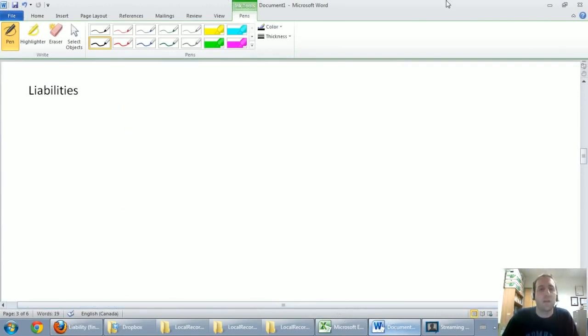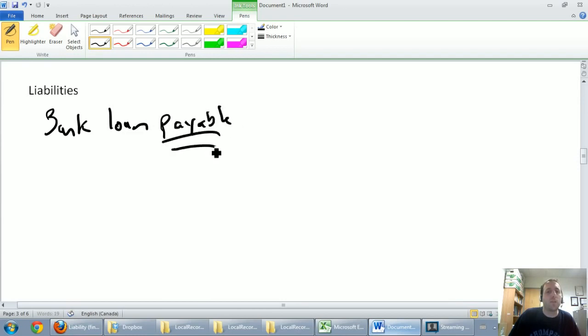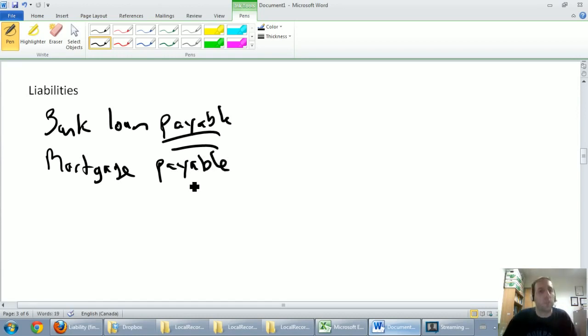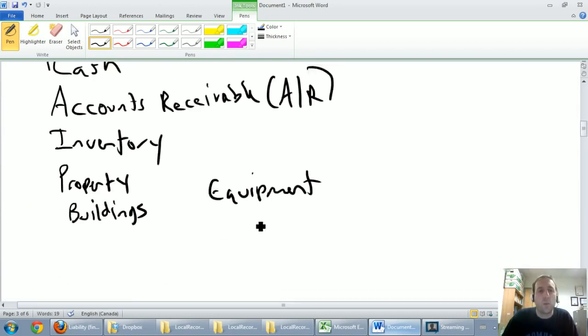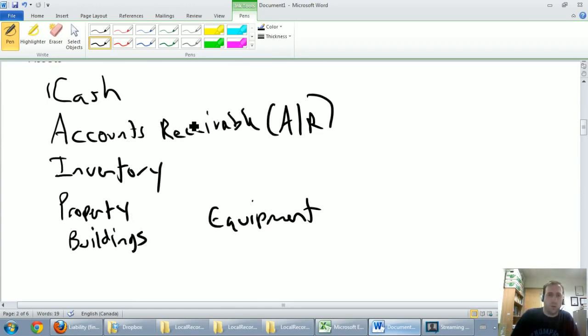Common examples of liabilities are things like bank loans. You know, if your company borrows money from the bank, that's a liability. And often liabilities feature this word, payable. You'll see it all the time. Bank loan payable, mortgage payable. If it's got the word payable, you can be assured it's a liability. I quickly glossed over accounts receivable before, but again, if it's got the word receivable, you can be sure it's an asset.